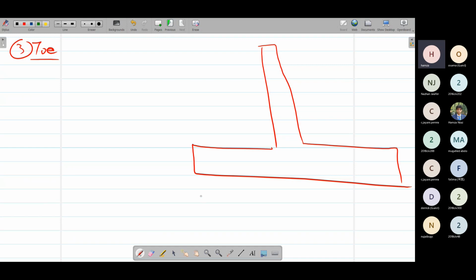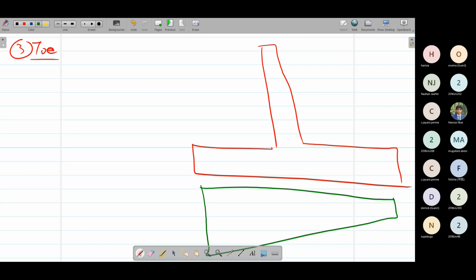So we know this value as Y1, the bearing pressure, and we know this value as Y2. Now for the toe, the critical section is at the face of the stem portion. So at the face of the stem, we are going to determine this Y3 value.